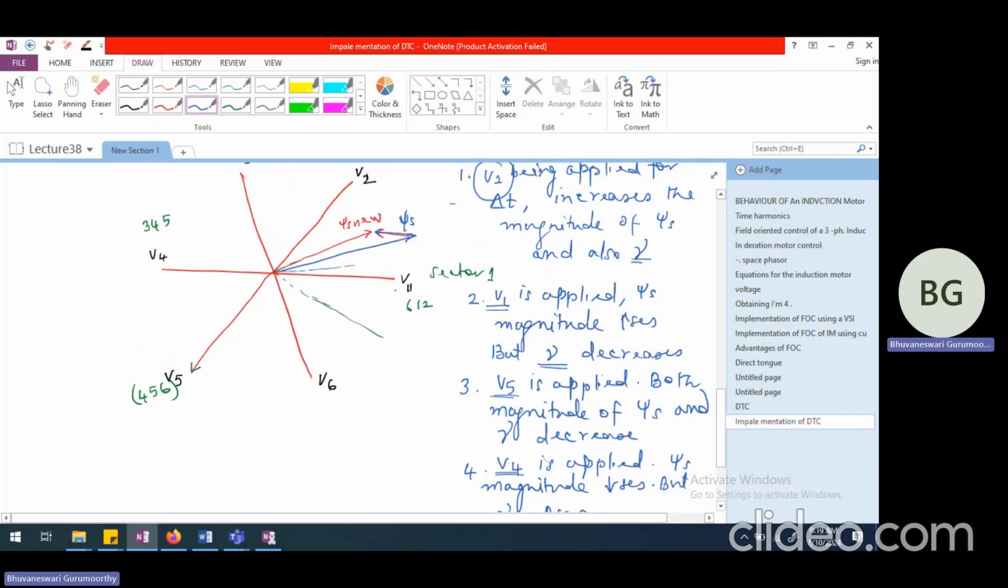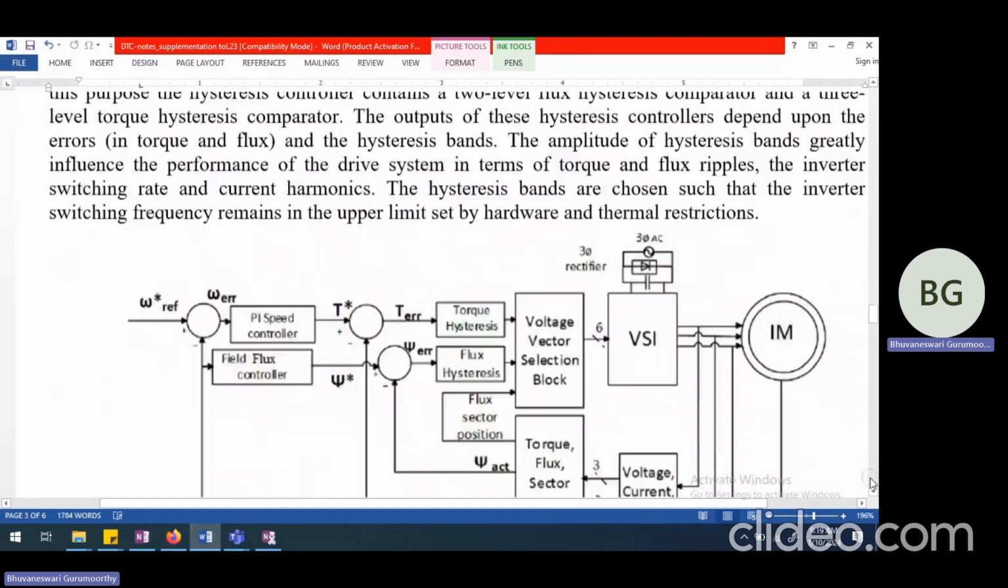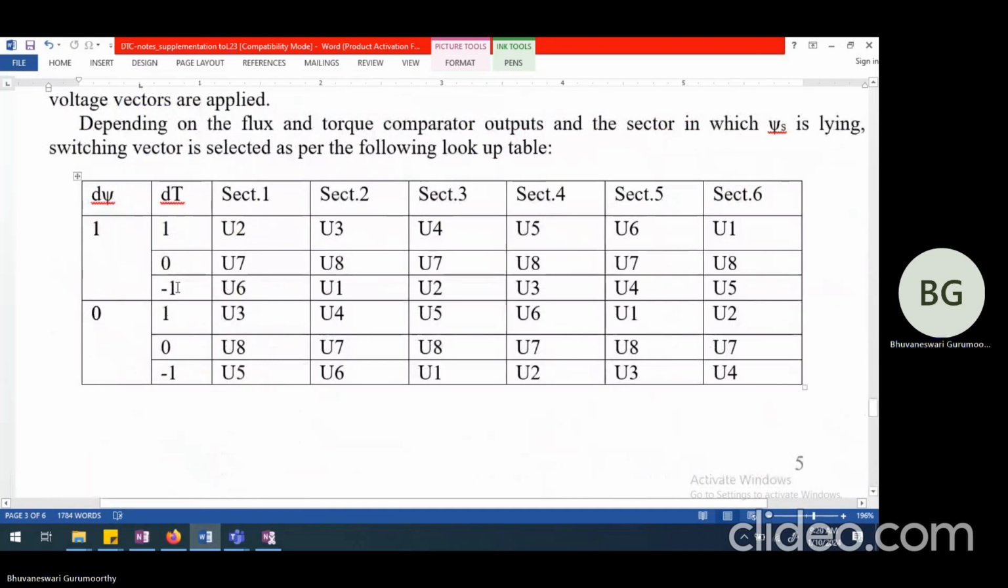Now, like this, for every sector position of the flux vector psi s, we should be able to arrive at what kind of voltages will increase the flux or what kind of voltages will decrease the flux, and simultaneously what kind of voltages will increase gamma magnitude, what kind of voltages will decrease gamma magnitude. So let us try to take a look at that. It is actually represented in the form of a table here.